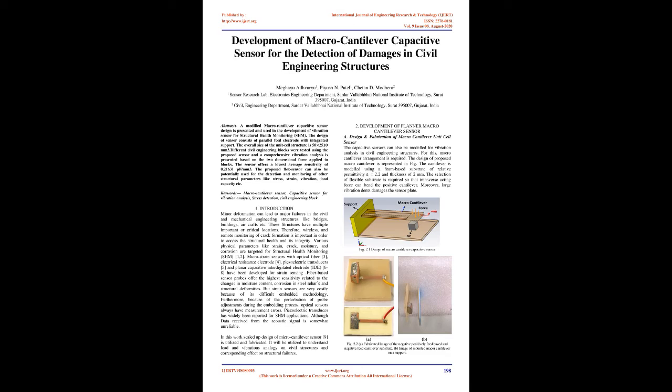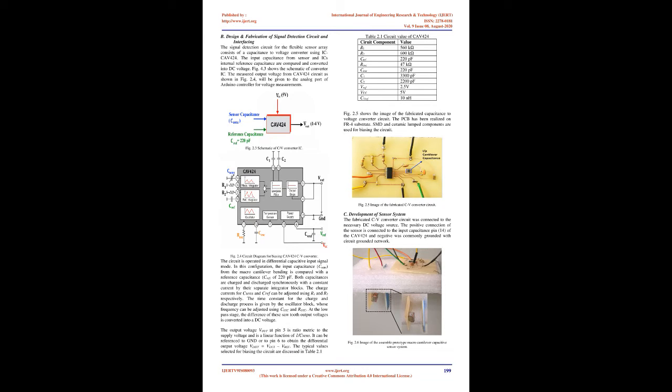2. Development of planar Macro-Cantilever sensor. A. Design and fabrication of Macro-Cantilever unit cell sensor. The capacitive sensors can also be modeled for vibration analysis in civil engineering structures. For this, a Macro-Cantilever arrangement is required. The design of the proposed Macro-Cantilever is represented in Fig. 1. The cantilever is modeled using a foam-based substrate of relative permittivity εR equals 2.2 and thickness of 2 mm. The selection of a flexible substrate is required so that transverse acting force can bend the positive cantilever. Moreover, large vibration can damage the sensor plate.